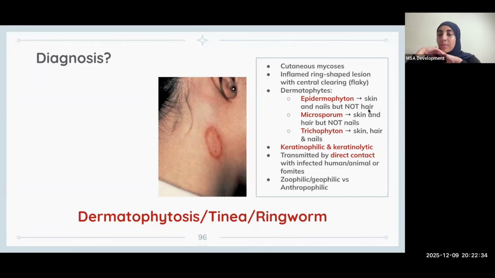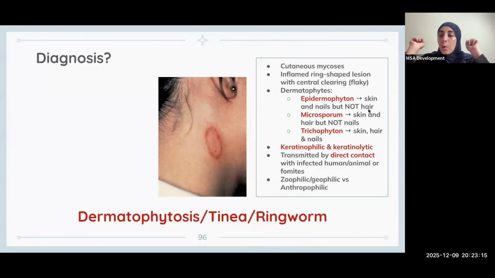And then the other one is microsporum. Microsporum infects the skin and hair, but not the nails. I don't really have a way to remember this. Just remember that microsporum does not infect the nails, and epidermophyton does not infect the hair. Okay? Trichophyton infects all three of them. So tri is three, so it infects skin, nails, and hair. Okay? These three are dermatophytes. They cause these infections. Now, this group of fungi are keratinophilic and keratinolytic. So they love keratin and they destroy keratin, they feed on it.